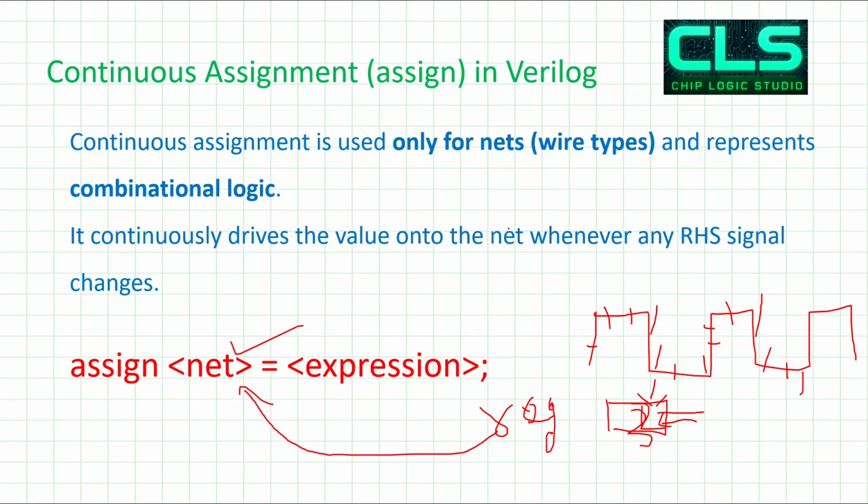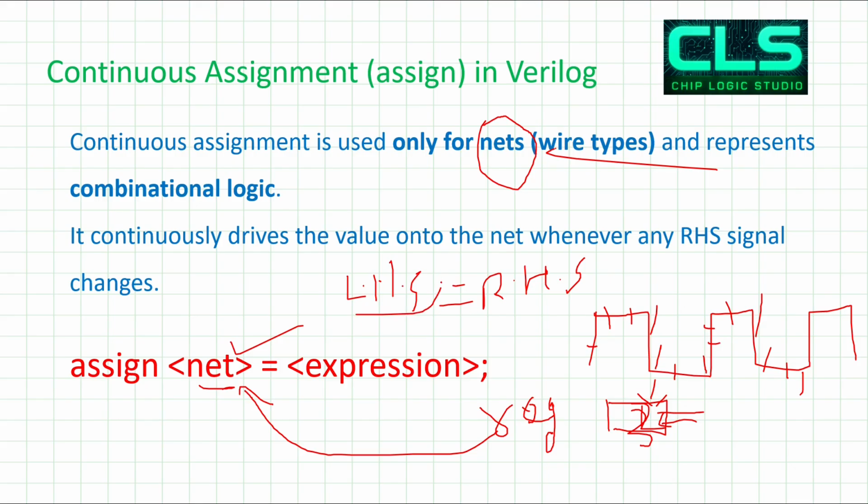So here it is important to use only wire types, for example net types. Any net type is okay with our assign block. So this is the main thing in this type of assignment. In procedural assignment, there is an LHS and there is an RHS, right? In our procedural assignment, for example inside your initial or always block, the LHS should be reg because we need to store something. And in the assign block, the LHS should be a net type because the continuous assignment is going on here. So continuously it is running.